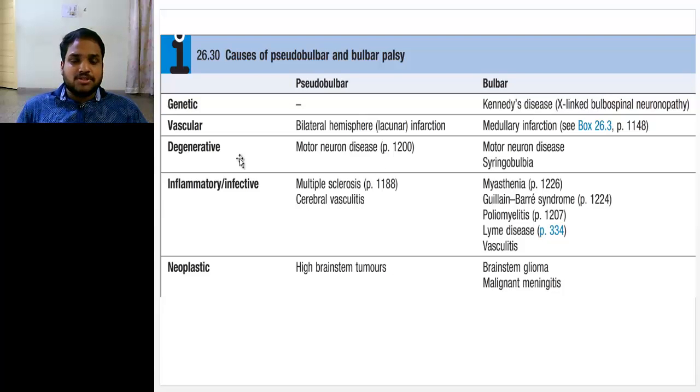Then degenerative conditions, that is motor neuron disease, can cause both pseudobulbar palsy as well as bulbar palsy. Then what are the infective or inflammatory causes of pseudobulbar palsy? They include multiple sclerosis as well as cerebral vasculitis. And for bulbar palsy: myasthenia, Guillain-Barré syndrome, poliomyelitis, Lyme disease as well as vasculitis, right? And neoplastic: high brainstem tumors would cause pseudobulbar palsy, while brainstem glioma as well as malignant meningitis can cause bulbar palsy, right? So these are the common causes.